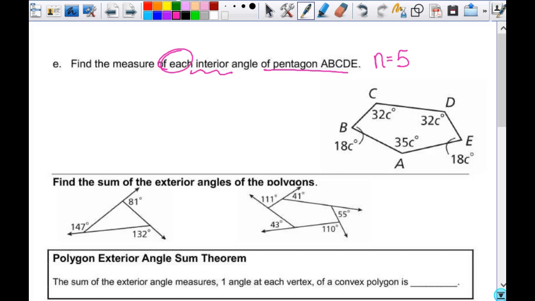On the two questions before this, we just found the total number of degrees and divided by the number of angles. Why can't we do that on this one? The angles are not all the same because this is not a what kind of polygon? It's not a regular polygon, and it's also not 180, because it's not a triangle, right?